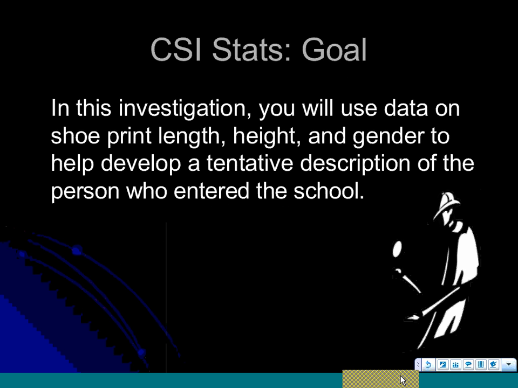So the goal of this investigation is for us to use some data on shoe print length, height, and gender to try to help develop some description of the person who may have entered the school.